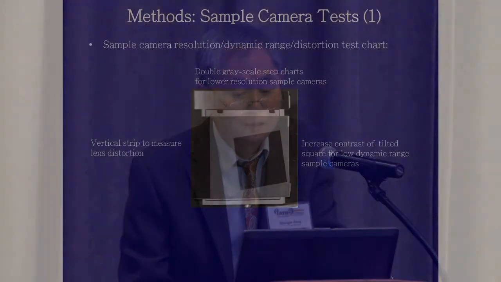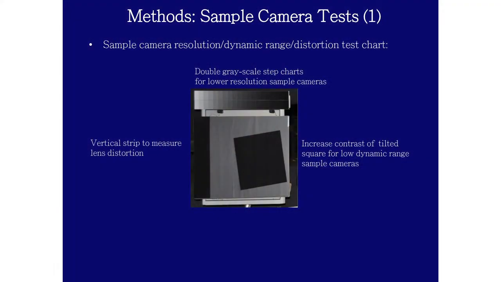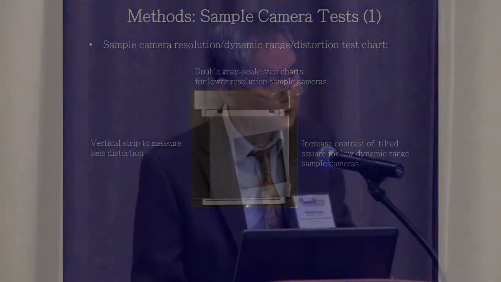So for the sample camera tests, we have a special test chart, and it's different from the reference camera test charts. First of all, the sample cameras' resolution is not as good as the reference camera resolution. So we doubled the step chart, and here we just increase the contrast of the tilted square for the low dynamic range sample cameras. And here we have a vertical strip to test their lens distortion.